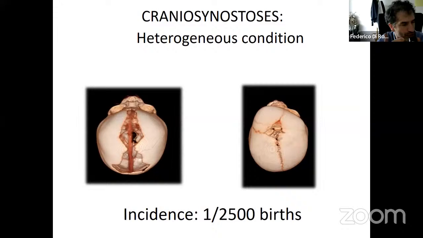So if we take places like Norway, in which there is a very good registry because it's a small population with a few centers that are treating this pathology, the incidence in this center is even a little higher, with more cases that are recognized. So it really depends on the series that you study, but it's around 100 out of 2000 births. So we have the closure of one suture, but sometimes it can involve even more sutures.